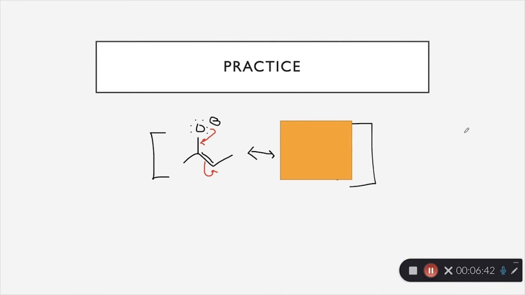So now we're going to do some practice. I drew out a molecule and I went ahead and drew the arrows, and so I want you to pause the video and then see if you can draw the other resonance structure based on where these electrons are moving.